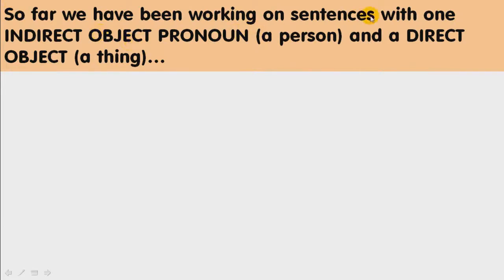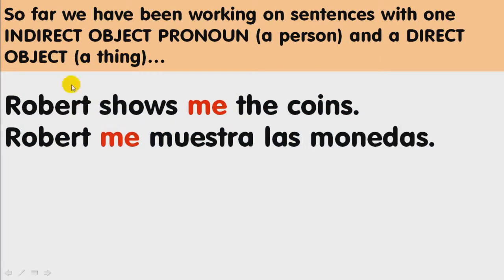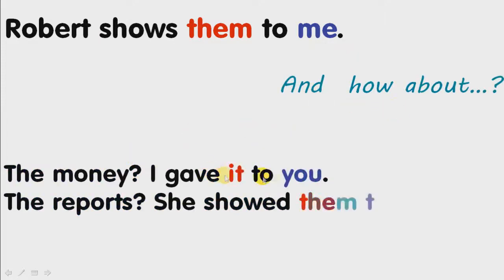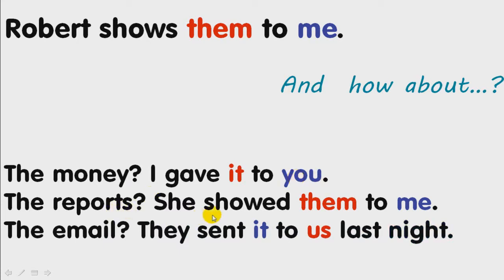So far we've been working on sentences with one indirect object pronoun, a person, and a direct object, a thing. For instance, we've seen sentences such as Robert shows me the coins, Robert me muestra las monedas, but what if we want to say Robert shows them to me? And how about the money? I gave it to you. The reports? She showed them to me. The email? They sent it to us last night.